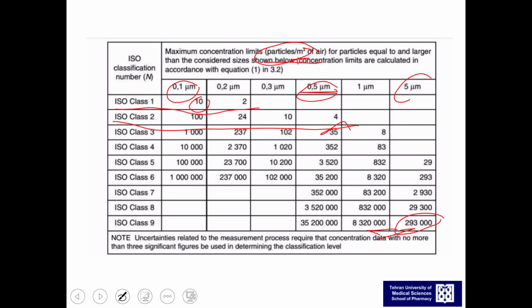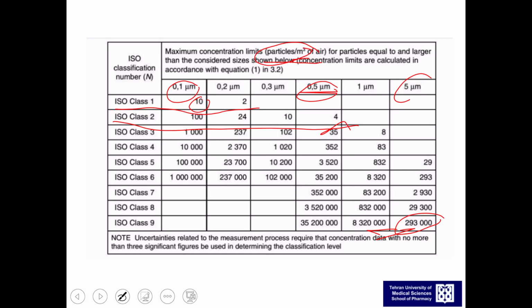Okay, sir. Got it. Yeah, so we can give the specification to the vendor. During construction time, he will take care of everything. Okay, this type of particle size should be filtered by our HEPA filter. Yeah. Okay, sir. Got it. Thank you.